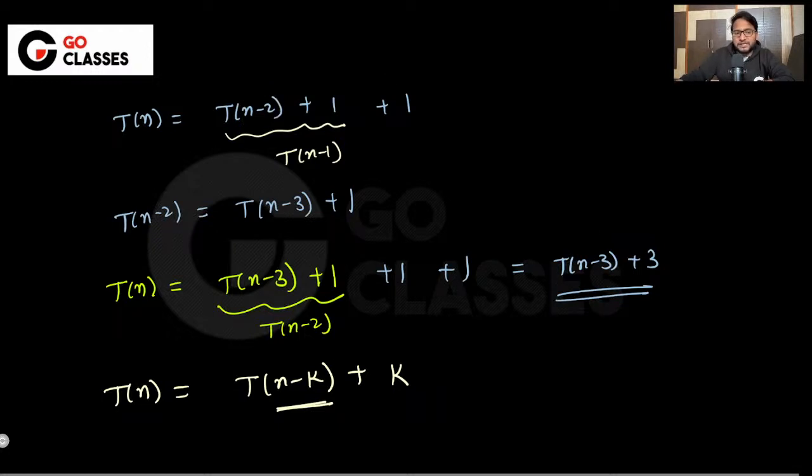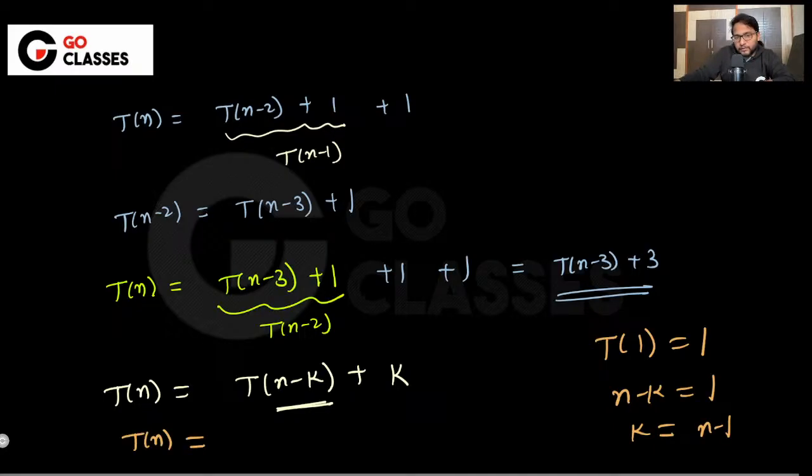Now just see the base case. The base case is that T1 is 1, right? This will be the base case that I am assuming. So n minus k, assume that to be 1, which means k will be n minus 1. So ultimately you can write Tn equal to T1 plus n minus 1, and then T1 is 1, right?